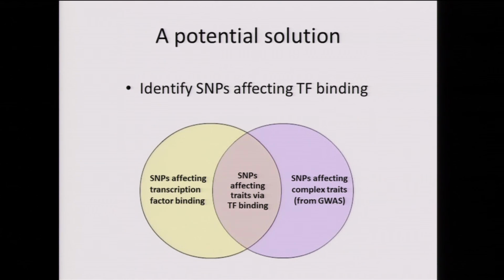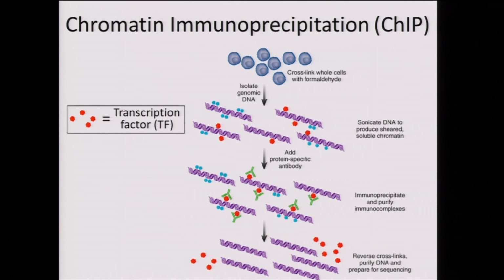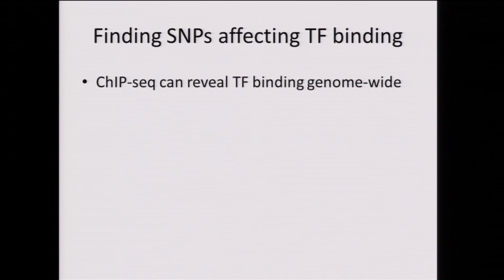Then the question is, how could we identify these SNPs affecting TF binding in a genome-wide systematic way? There's a very widely used method for looking at where a certain protein is binding in the genome called chromatin immunoprecipitation, or ChIP. This lets you isolate the genomic regions where any protein is bound. If you sequence those regions, that's known as ChIP-seq. ChIP-seq has been used by many, many labs, and it can reveal where a TF is binding throughout the genome.